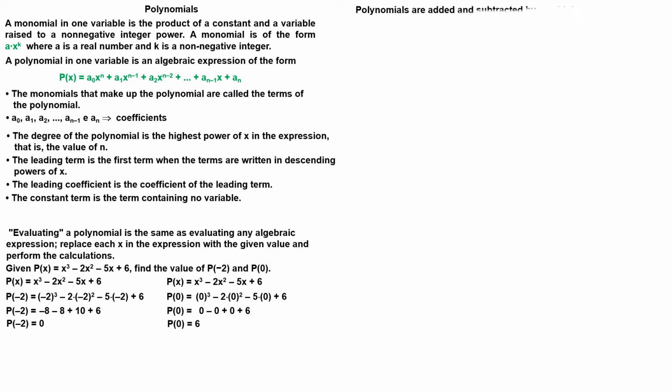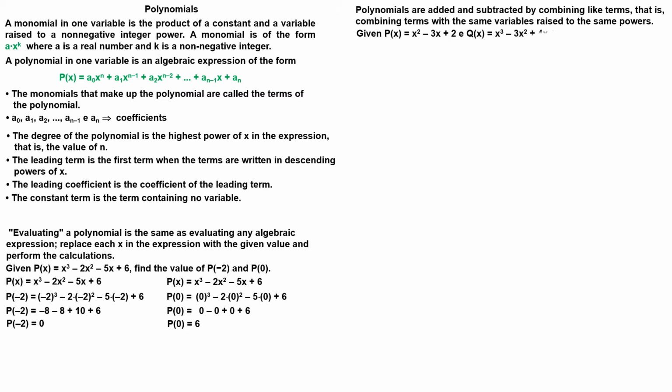Polynomials are added and subtracted by combining like terms. That is, combining terms with the same variables raised to the same powers. Let's see now how to add and subtract the polynomials. Pay attention. First, we shall find the sum of the polynomials. The idea here is to group the like terms and then combine them.